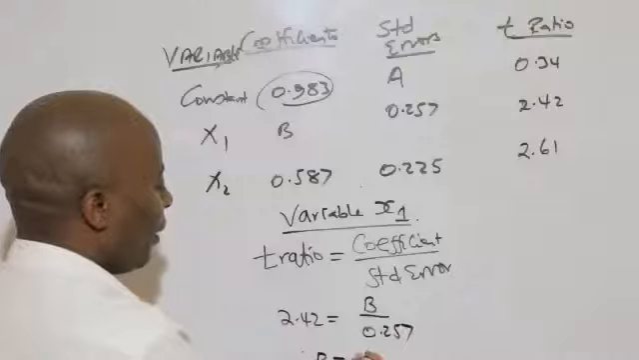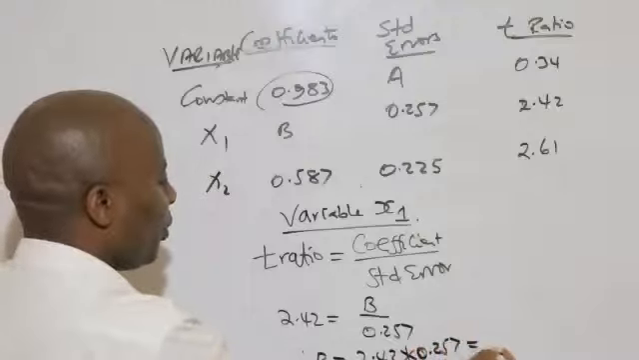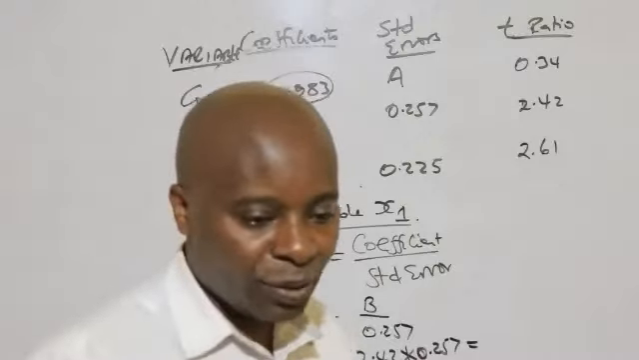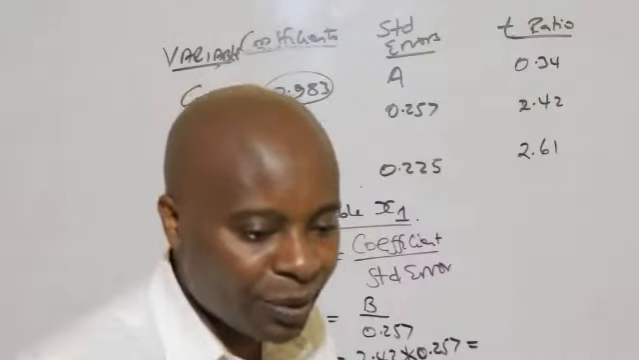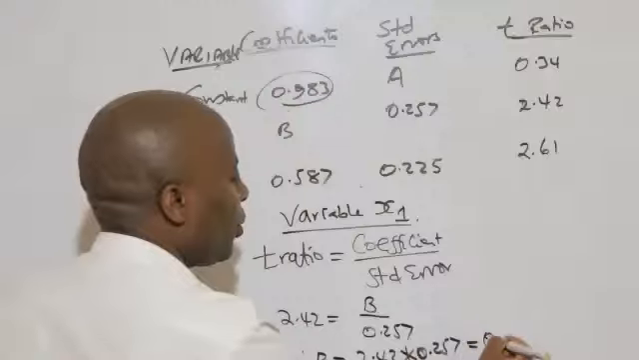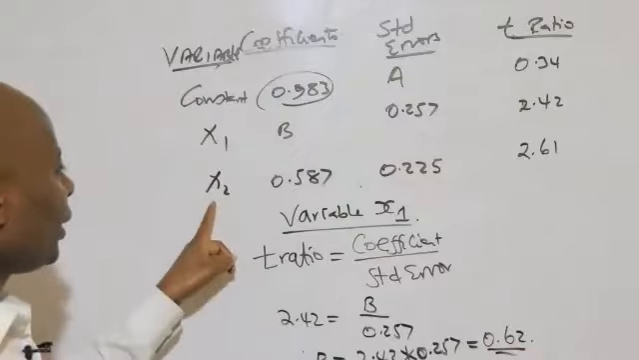Therefore, b will be equal to 2.42 times 0.257, which will end up giving us what figure in terms of 2 decimal places? Somebody called Francisca is able to give me 0.62. Thank you very much. 0.62. Now we don't have anything for x2.